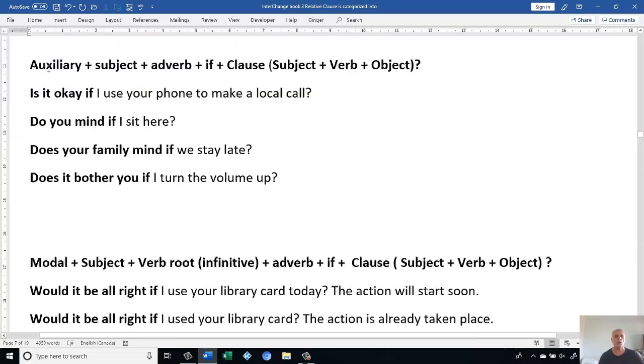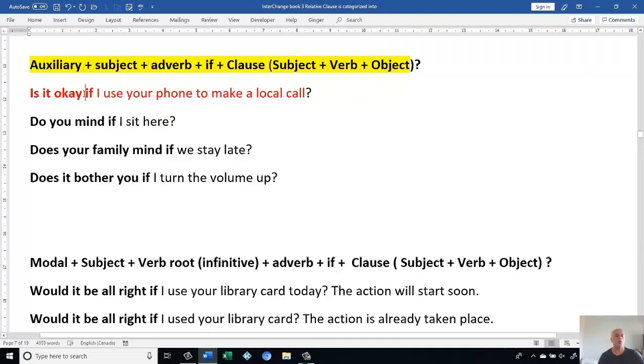The second one, we have an auxiliary verb, or auxiliary sometimes we say, then subject, then adverb, then we have the if clause, then we have a clause. We say clause because whenever you have a group of words with the subject and the verb, we call them a clause. Then sometimes we have an object also with them. But if we have a group of words missing one of them, subject or the verb, we call them a phrase. For example, is it okay if I use your phone to make a local call?